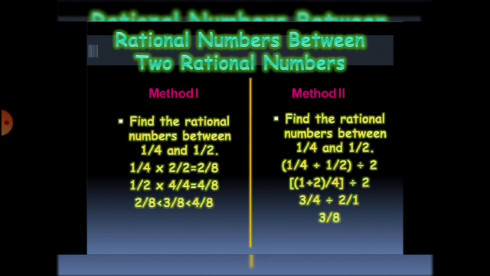The second method to find a rational number between 1 by 4 and 1 by 2 is, we add both the rational numbers and divide by 2. So 1 by 4 plus 1 by 2 we have to add, and then we have to divide it by 2 to make it half. So the answer will come 3 by 8.